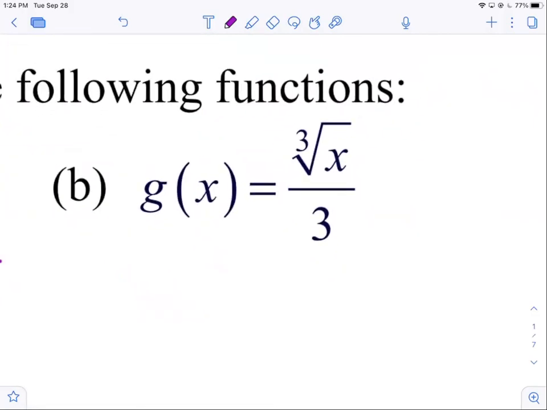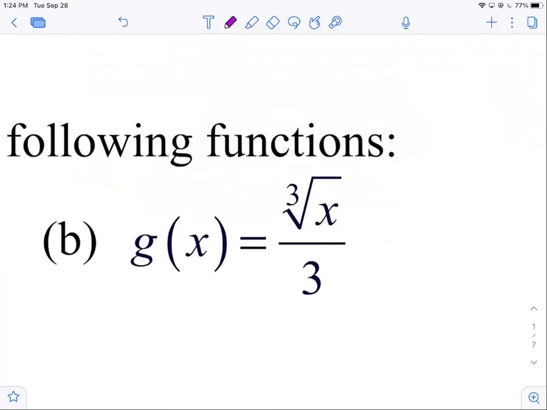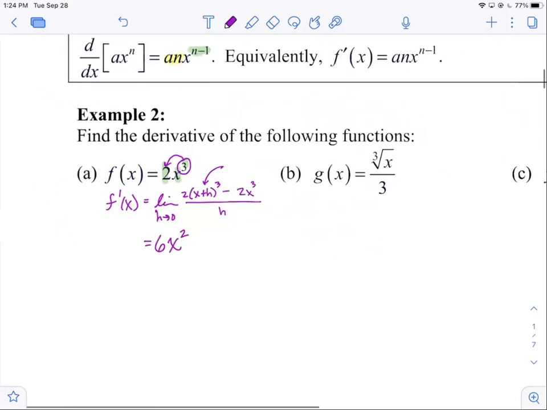All right, let's try this one. Letter B. G of x is the cube root of x over 3. Oh, wait. The power rule only works if I write it differently.